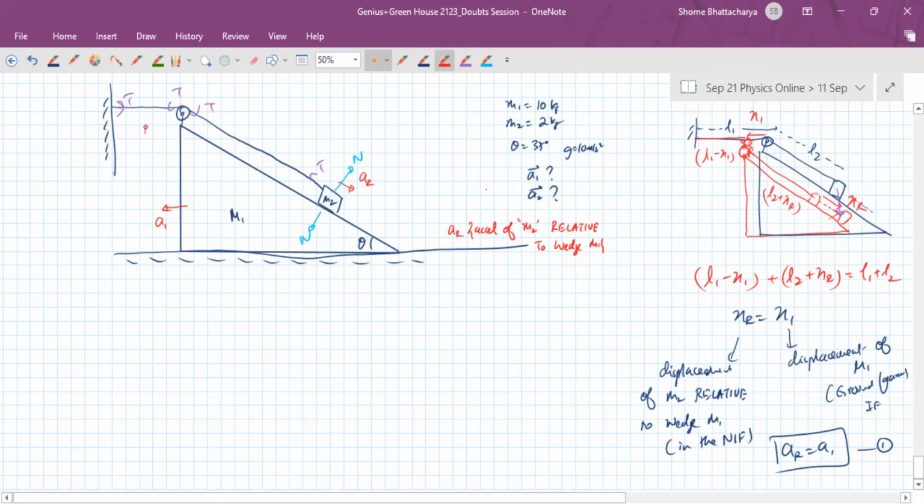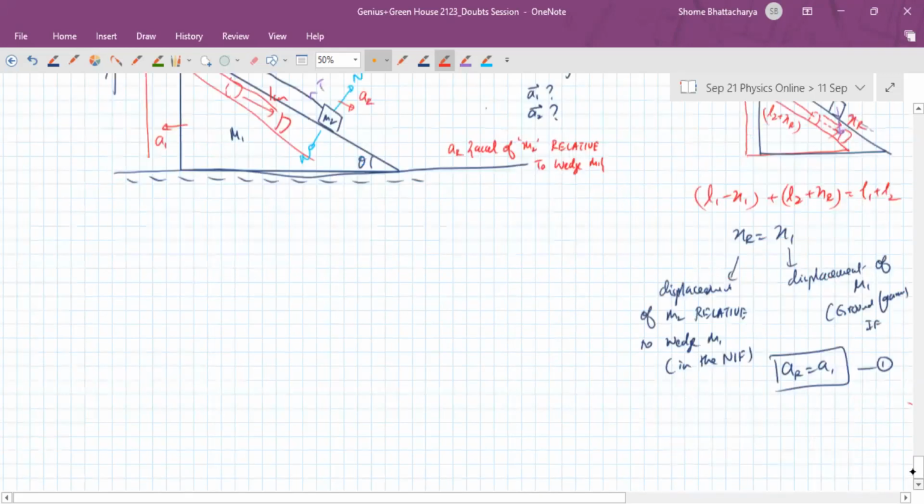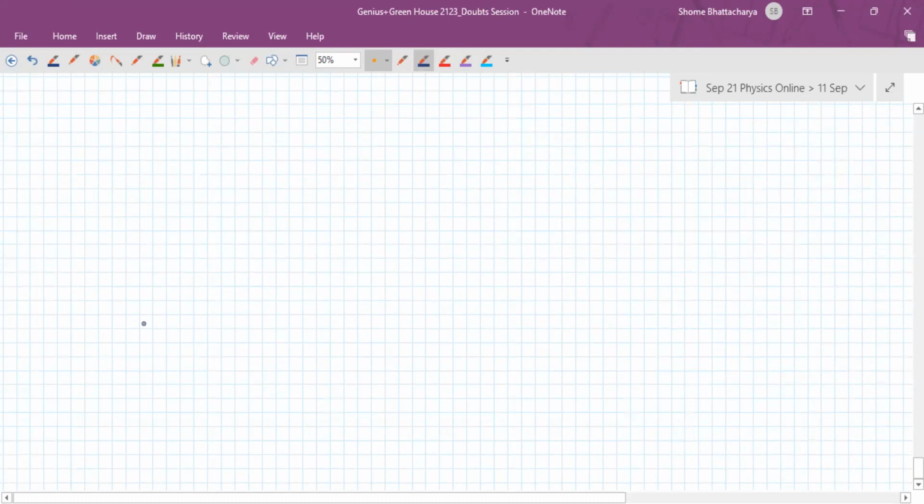See, it's very simple. If the wedge moves by 1 centimeter, then this thread length has reduced by 1 centimeter. So on this side, the thread length has to increase by 1 centimeter. So relative to the wedge, if the block was here, it should have moved by 1 centimeter. So a very simple constraint relation. Okay, now let's come to that other question then.